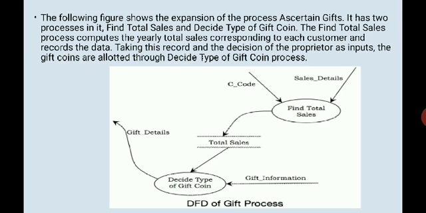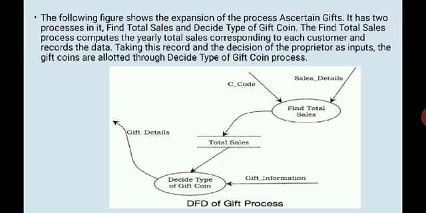So here is an example. The following figure shows the expansion of a process in a certain graph. It has two processes in it: find total sales and decide the type of gift coin. Find total sales computes the yearly total sales for each customer and records the data. Where is it recording? The data store over here, total sales, shown in parallel lines, right?